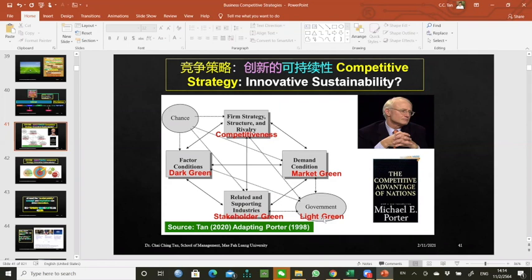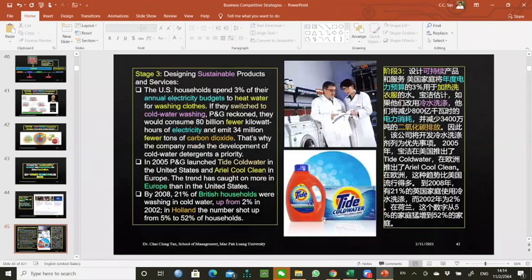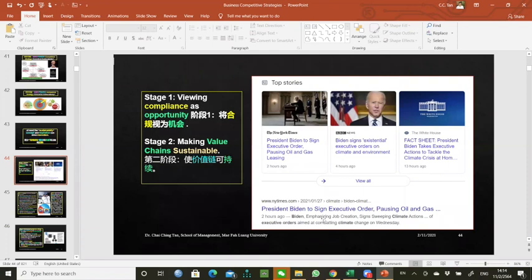Whoever can tap on it, yes, I'm going to design a car that follows your rules and regulations, which is the light green, and that is opportunity. So where is opportunity? SWOT, SWOT, SWOT. So where is the opportunity? The green opportunity is green opportunity. Light green is one opportunity, dark green is another opportunity, stakeholder green is another opportunity, market green is another opportunity. The number one, the first one, is the government's compliance. And that is where the opportunity comes from.